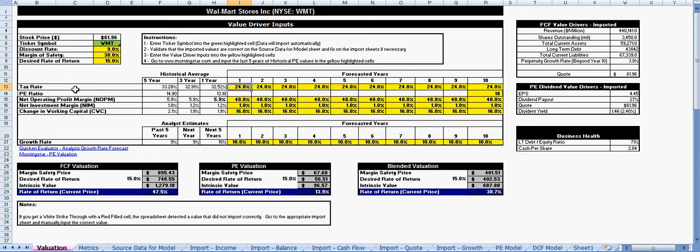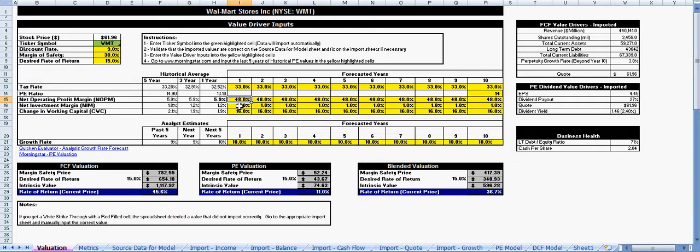Based on the historical tax rate, you can see it's somewhere around 33% a year. That's an easy one to forecast, so you should expect to pay around a 33% tax rate. The PE ratio historically has averaged 14.9 over the last 5 years. It's at a low right now of around 13.1. Let's be somewhere in the middle. We'll say 13.5. I hate to be too optimistic.